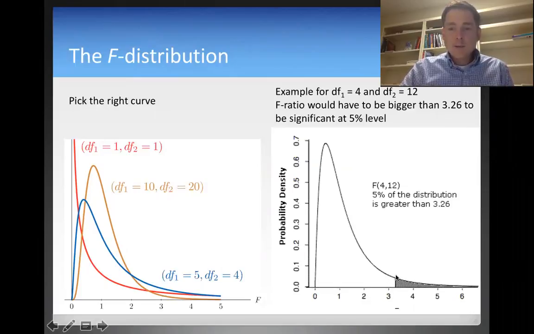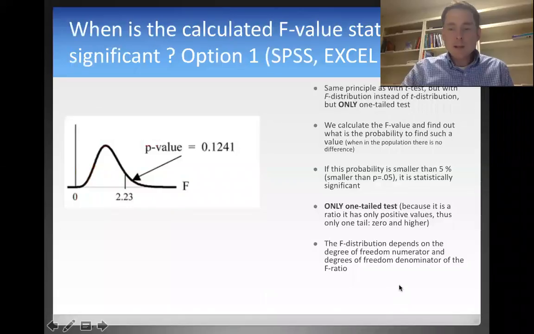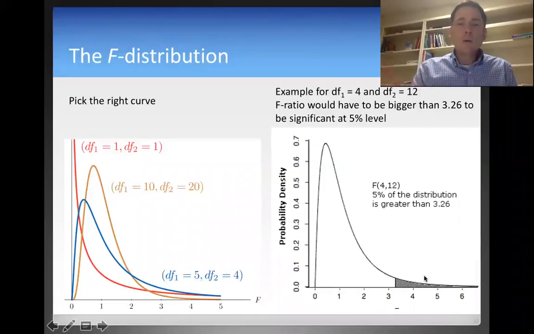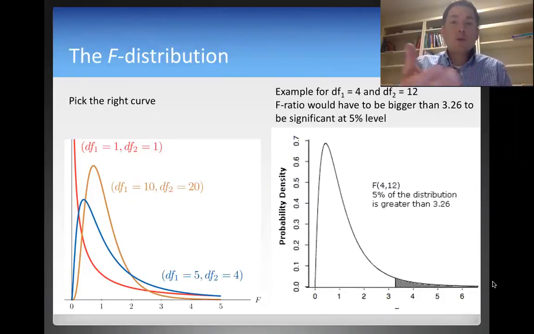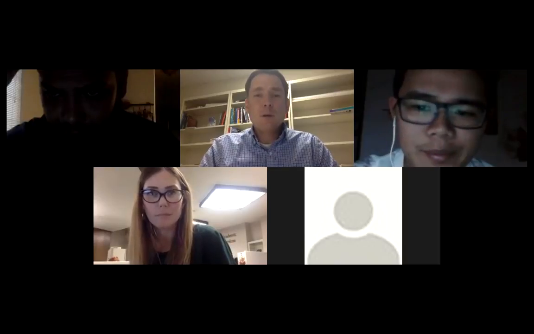So that 0.001 is like that line in the sand where you say, okay, as soon as it's in this gray area, we will reject the null. If it's still in the white area, we will retain the null. So it's still the same principle here. But now we just know there is a difference or there's not a difference. We don't know yet where exactly that difference would be.